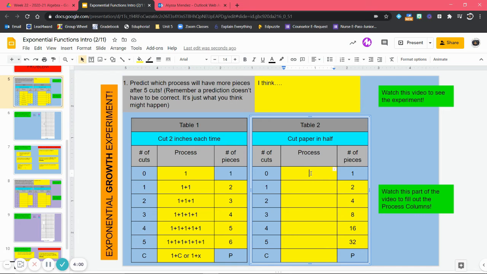So now we're going to start on the process column for table 2, and we're going to try something similar as we did in table 1. So we start off with our first piece of paper with no cuts. Then 1 cut later, I had 2 pieces, so 1 plus 1 equals 2. And then I have my next cut, so I start off with my original piece of paper, plus 1 because I had 2 cuts, but that does not equal 4. So there's something definitely different.